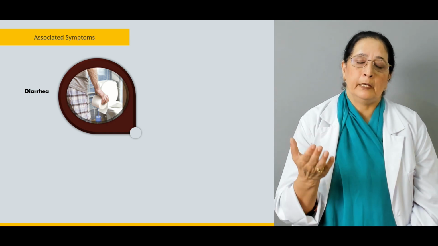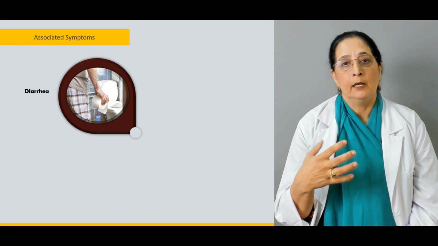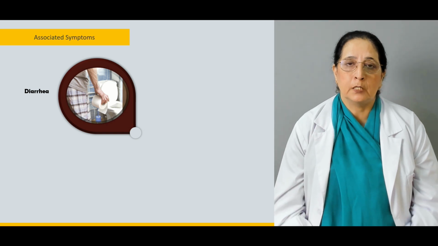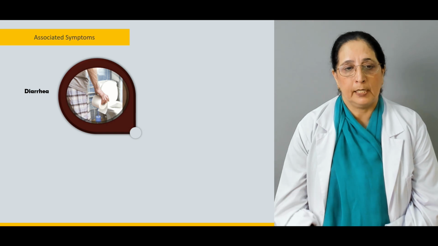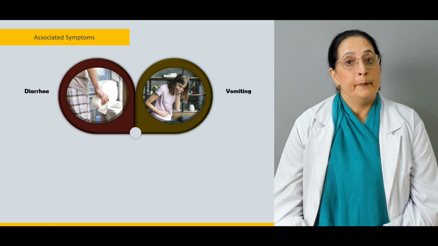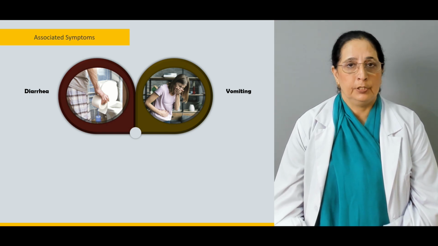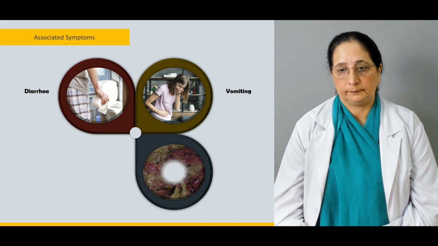Some other associated symptoms are diarrhea. And this diarrhea, in case of constipation, as we already mentioned, is the spurious diarrhea, which is water that is present around the hard stool. When it comes out, that presents as diarrhea or watery diarrhea. So there is diarrhea. Then vomiting is common, especially if there is obstruction and perforation. It can lead to vomiting also.